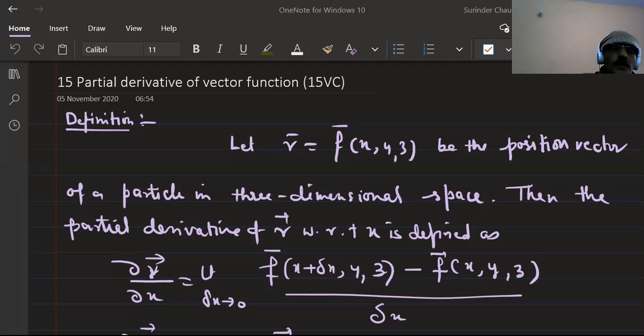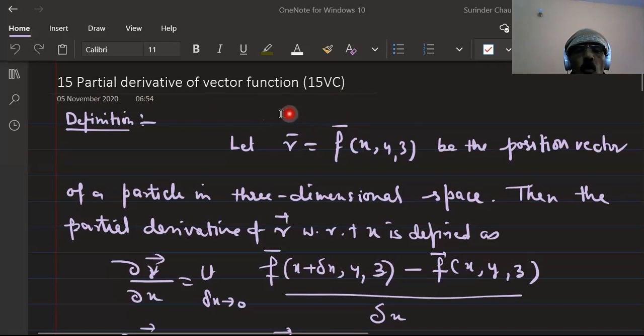Hello students, in the previous lectures we have discussed how to find the limit of a vector point function, discuss the continuity of a vector point function, and then find the differential of a vector point function of one variable. Now we will continue the process to find the partial derivative of a vector point function.